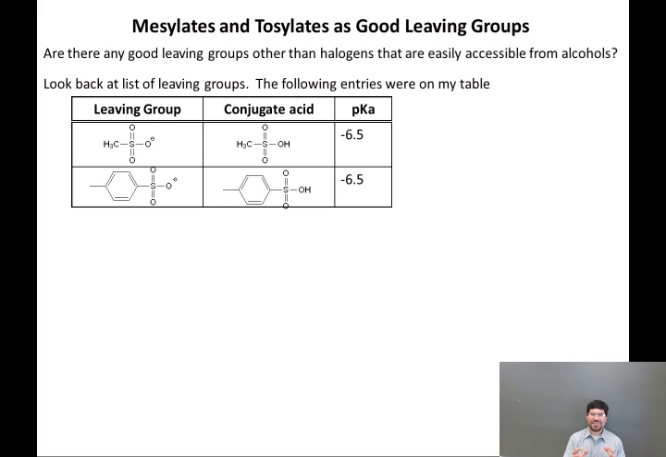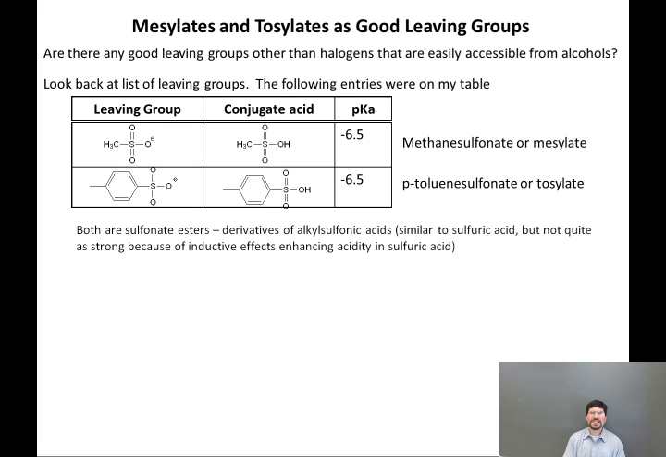So if we look back at the lesson on leaving groups, remember I had a table showing some leaving groups and showing its conjugate acid and the pKa of the conjugate acid. The following two entries were on the table. Both of them are good leaving groups. They have conjugate acid pKa's of -6.5. And the top one is a mesylate or methane sulfonate. And the bottom one is a paratoluene sulfonate or tosylate.